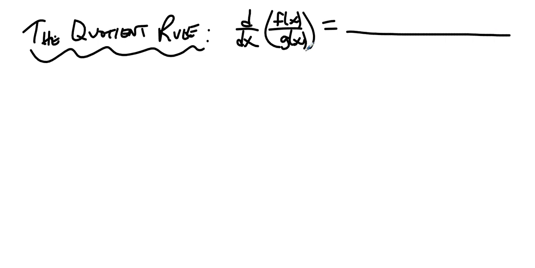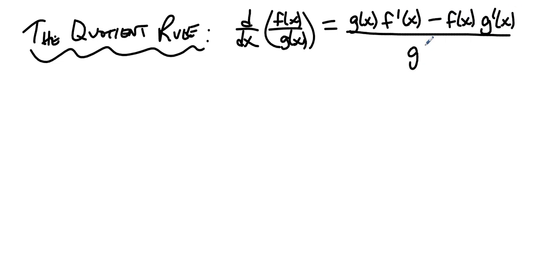The derivative of f over g is g times f prime minus f times g prime, over g squared. It's the bottom times the derivative of the top minus the top times the derivative of the bottom. For the rest, you won't be scared. It's all over the bottom squared. This is calc.